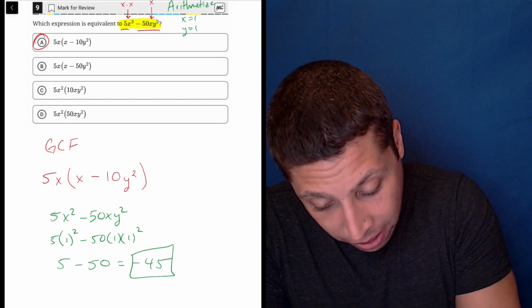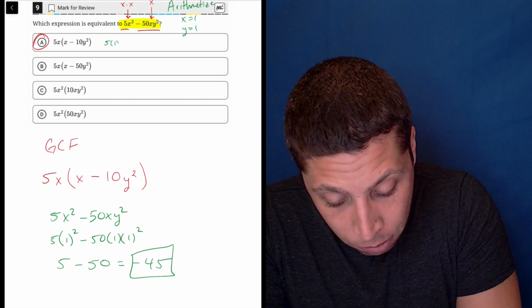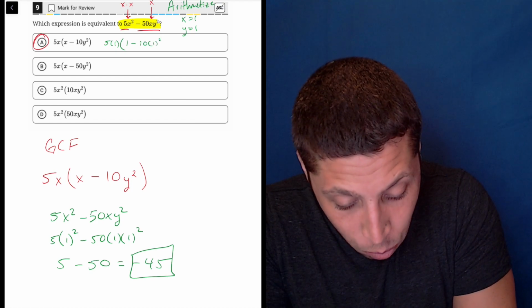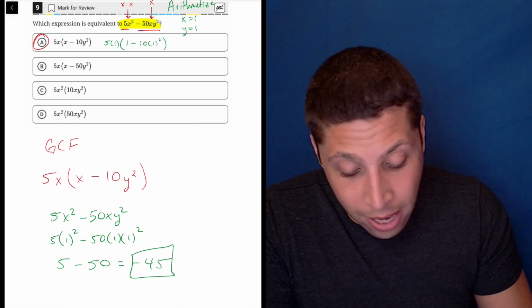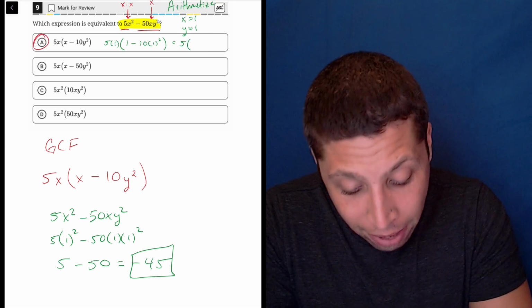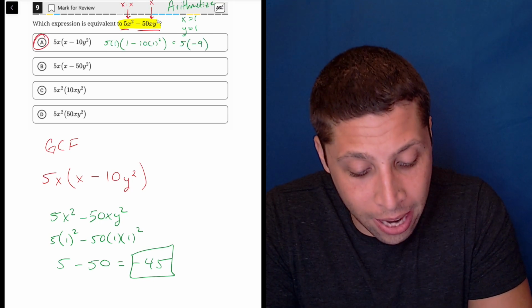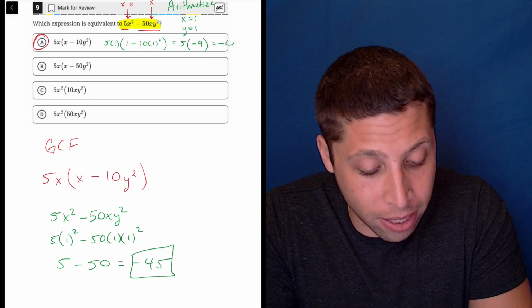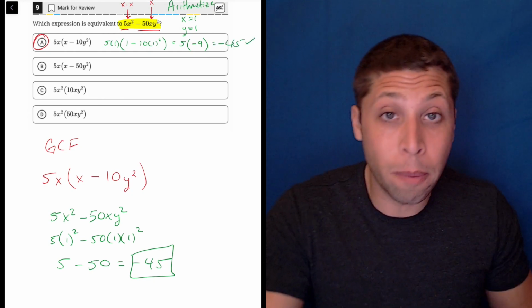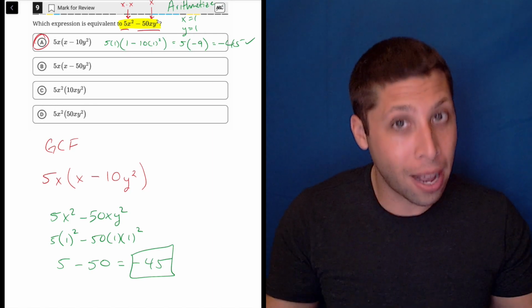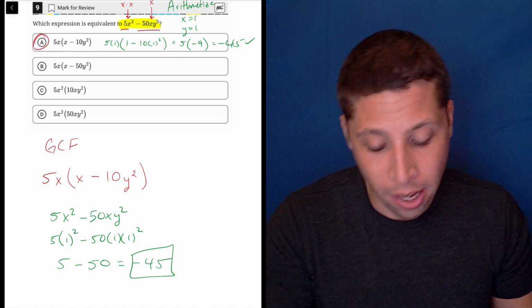So let's go to choice A. That would be 5 times 1 minus 10 times 1 squared. So yeah, there's a couple steps, but again, the 1s kind of disappear. So this is really 5 times 1 minus 10, which is negative 9, and 5 times negative 9 is negative 45. So that looks good, but if I did choose to arithmetize, I would need to check every choice, because it's possible that multiple answers work. So we have to be careful.